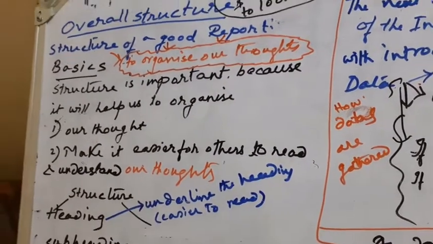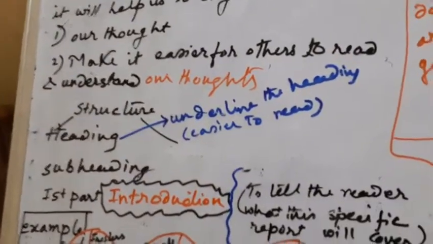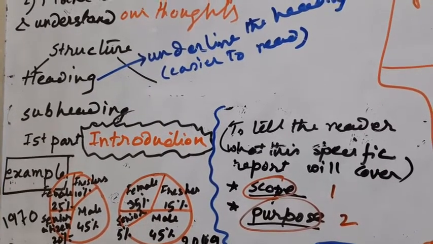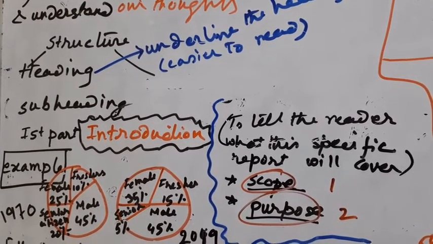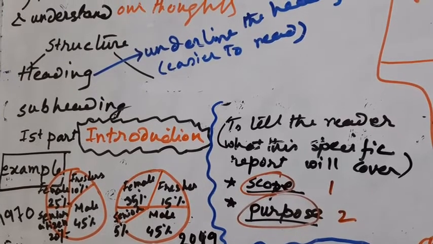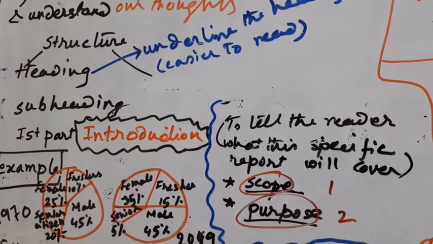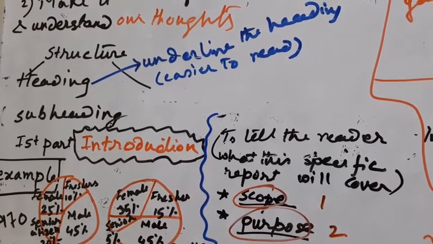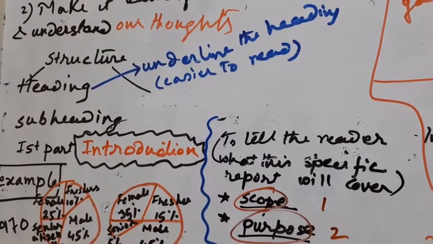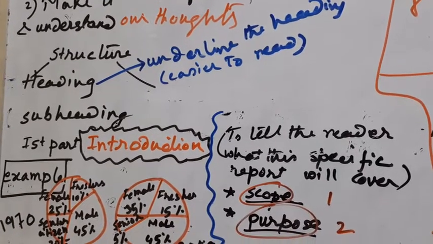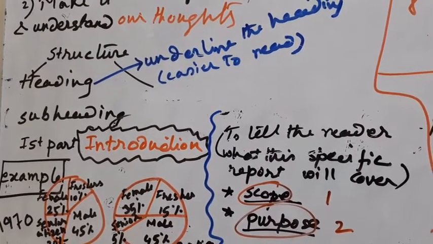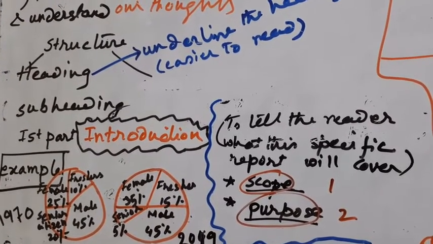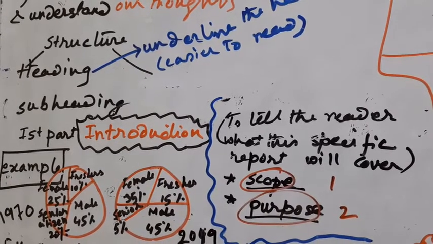So what will be the basic structure? It will begin with a heading. Often I have observed, my dear students, that you forget to give a heading. It is important, so go for a heading. The heading needs to be underlined, because then it will be most prominent and easier for the examiner to read. And you may go for a subheading. It is optional; you may opt for it or not.